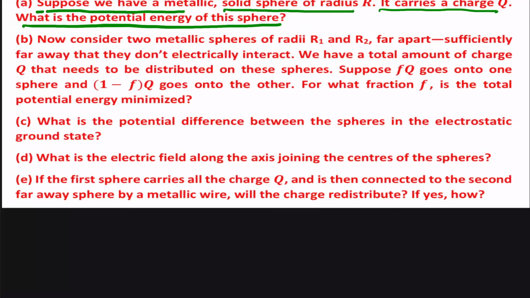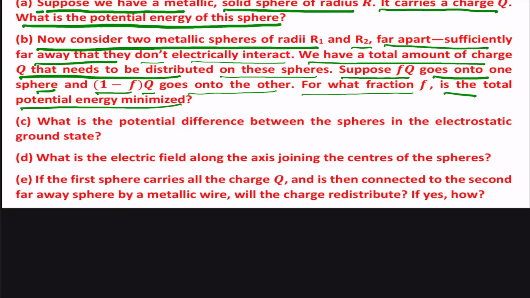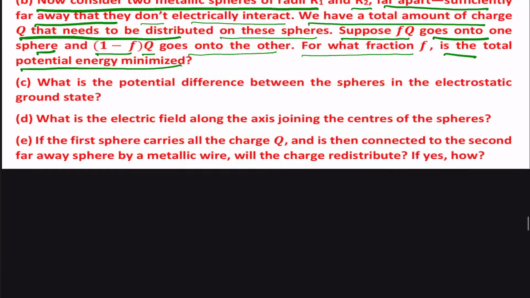Part B. Now consider two metallic spheres of radius r1 and r2, far apart, sufficiently far away that they don't electrically interact. We have a total amount of charge q that needs to be distributed on these spheres. Suppose F times q goes onto one sphere and 1 minus F times q goes onto the other. For what fraction F is the total potential energy minimized? Same question but framed in a slightly typical way. The answer will be, you can clearly see that the ratio will come out the same.